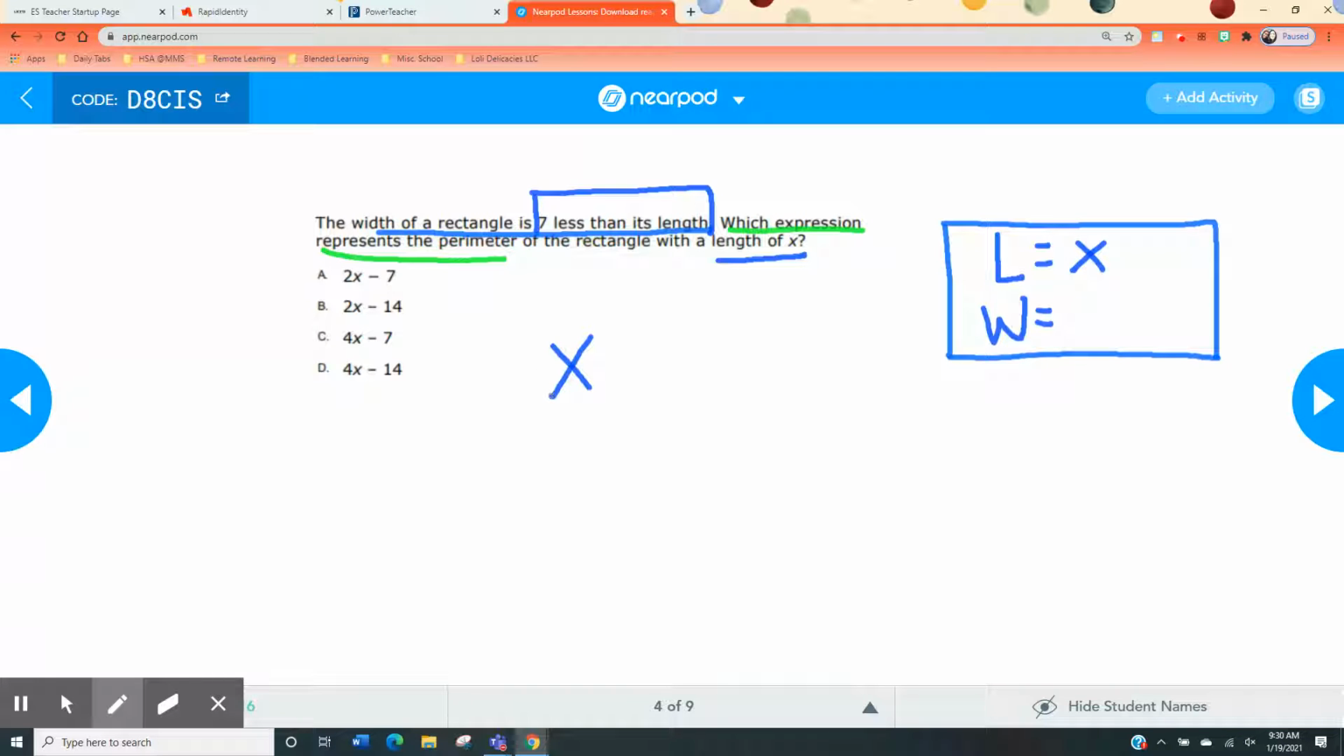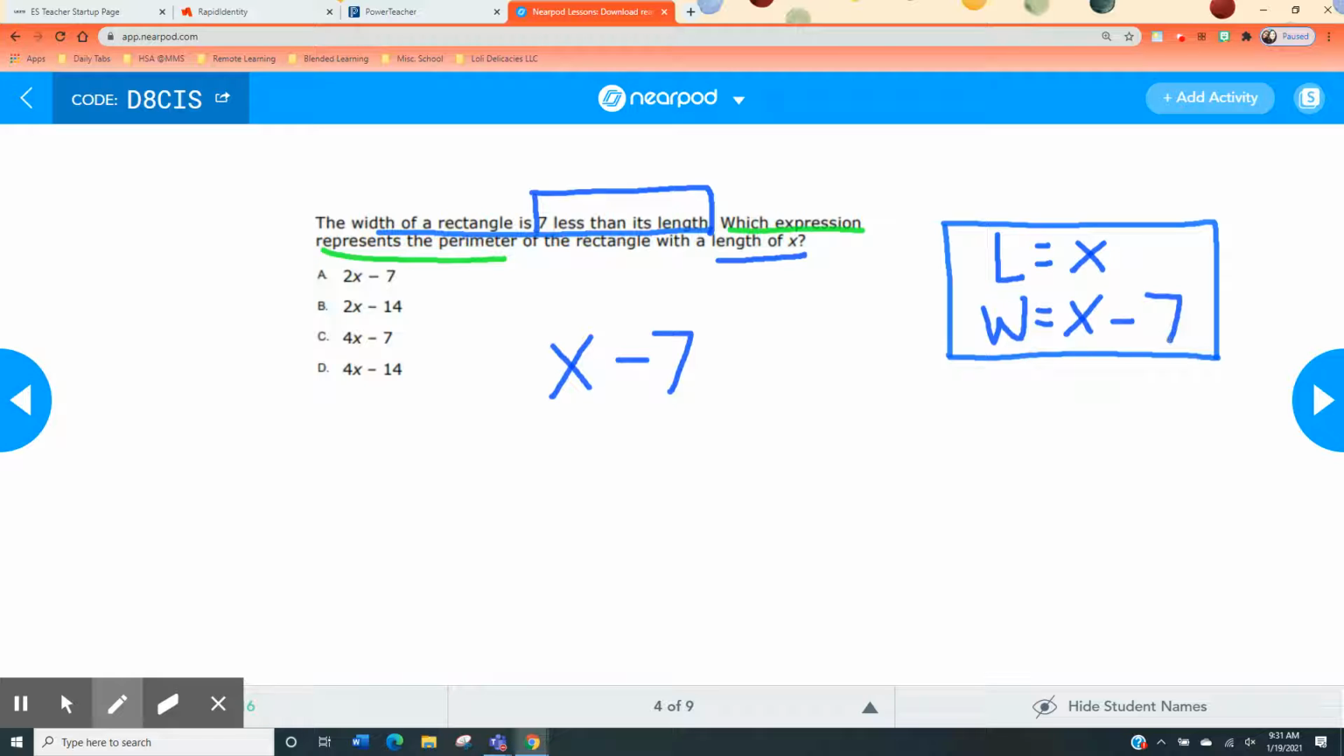If it's 7 less than, that doesn't mean I'm going to put 7 minus x. That means it's going to be x minus 7. Why? Because it's 7 less than. When it says less than, that means I'm subtracting from the other number. That doesn't mean it would be 7 minus the other number. So you have to be very careful when you see words like less than and more than. That always means you're going to put that number and that sign afterwards. So my width is x minus 7. Okay, so that's the very first part of our problem, figuring out what's our length and what's our width.